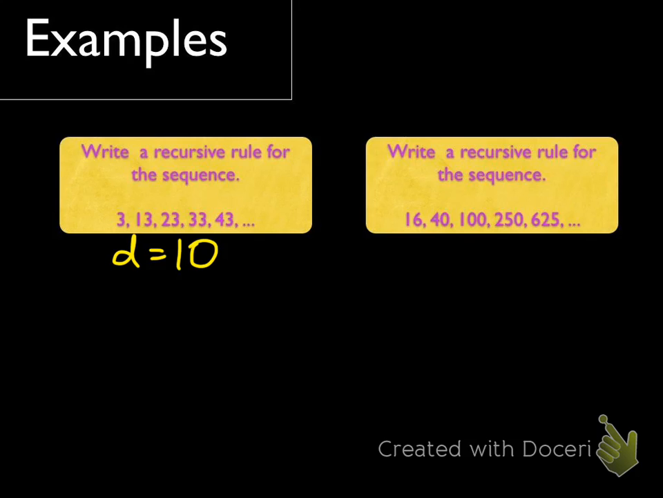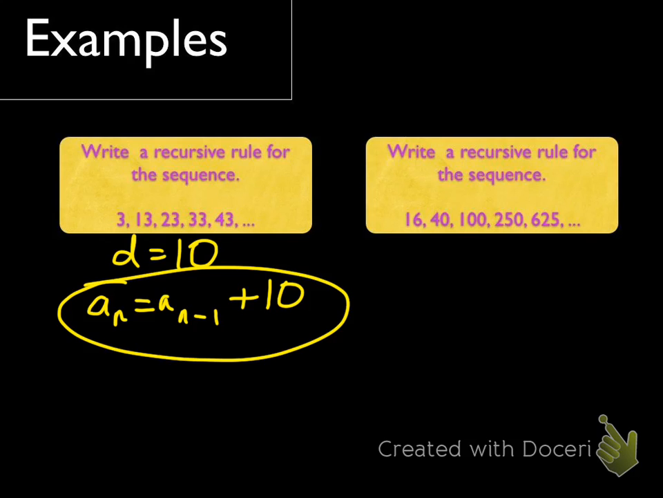10. All right, so if I'm thinking about my rule, I think all I need is the d, right? It's an arithmetic sequence, so a sub n equals a sub n minus 1 plus 10, plus d. And that's it. That's my rule, my recursive rule. If I was to write other terms in the sequence, I would also need the first term, which is 3, but we just want the rule in this example. Write a recursive rule for this sequence.